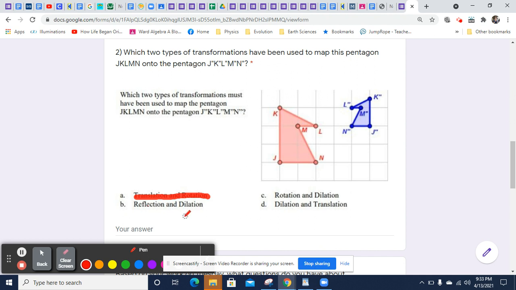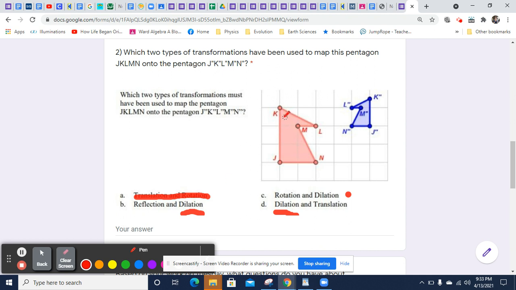Reflection and a dilation, that's a possibility because there's a dilation. A rotation and dilation, that's a possibility because there's a dilation, and a dilation and a translation. So all three of those are possibilities because there is a size change. There has to have been a dilation. So there's two types of transformations. So let's consider a reflection.